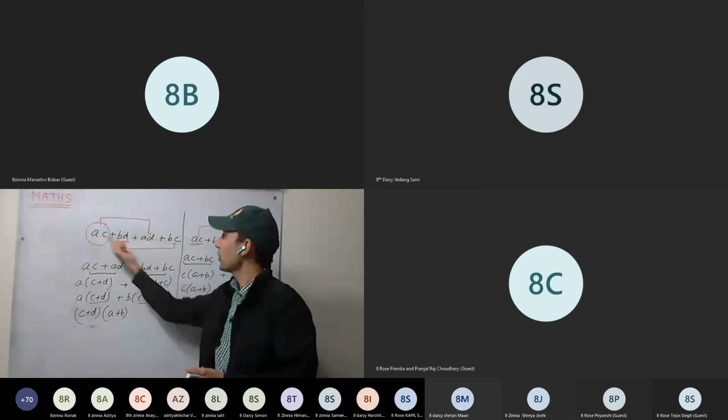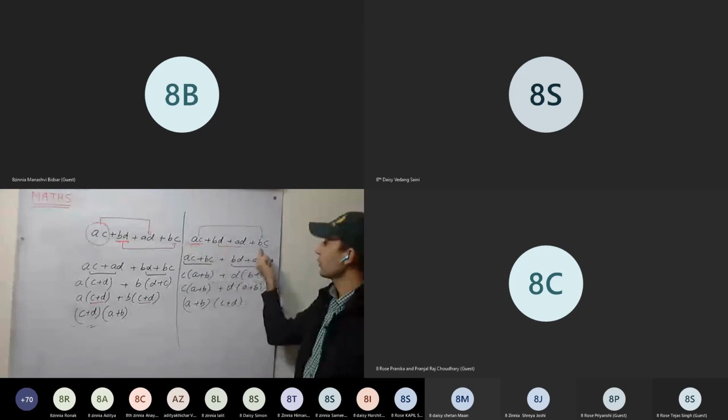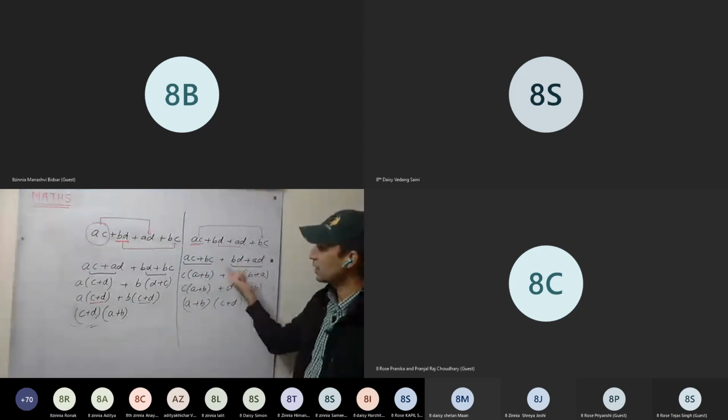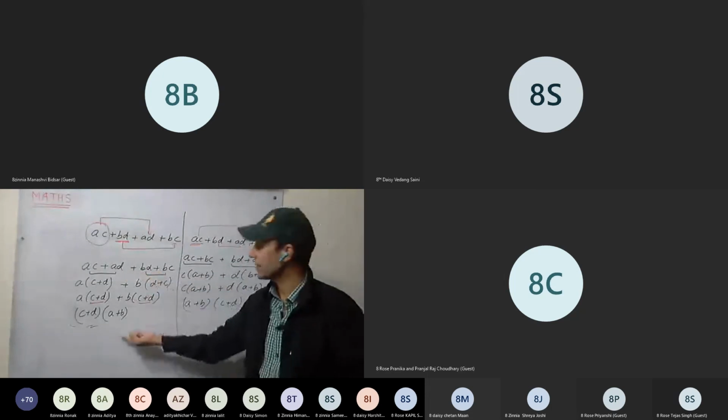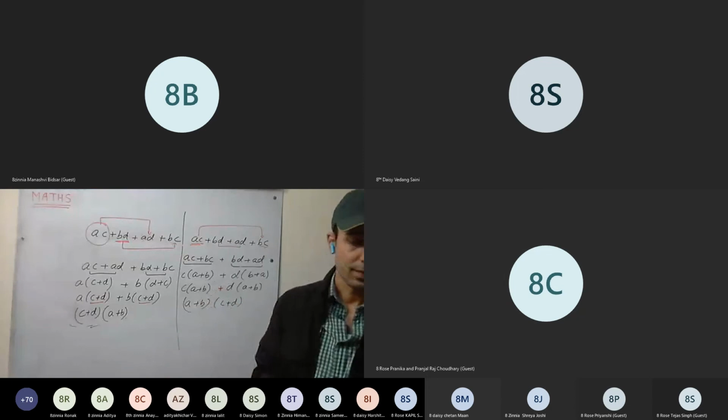So whether you do first and third or first and fourth, we are just looking for the common factor and we have to rearrange the expression. We have rearranged it here. We have rearranged it here. We are getting the same answer. Okay. This is clear?